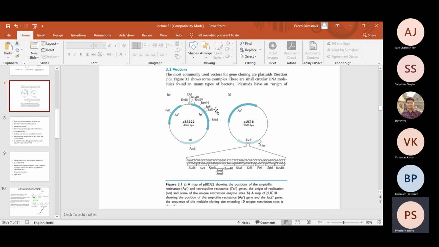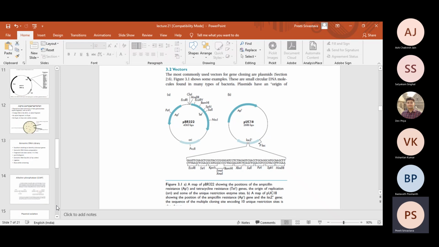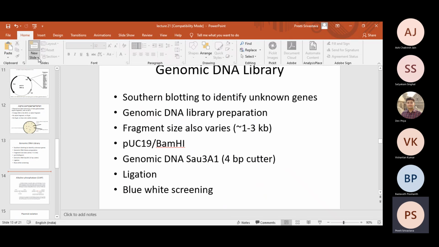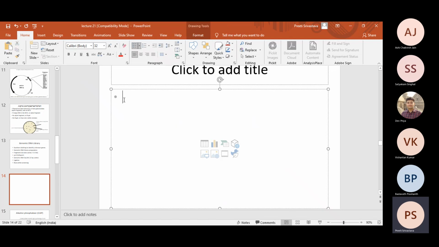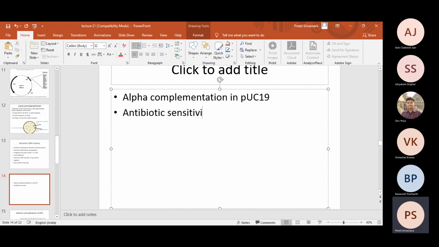we discussed that you can clone at PstI, we discussed that you can clone at BamHI, we discussed that you can clone in case of pUC19 anywhere between BamHI or PstI or any of these sites, right? Now, the problem with this kind of cloning is, let me tell you the problem. So this is very good because you can do blue-white screening. Alpha complementation is possible in case of pUC19, right? And in case of pBR322, you can select based upon antibiotic sensitivity, right?